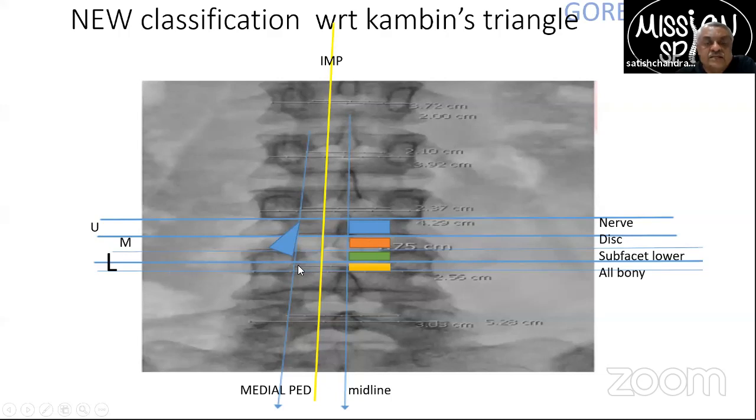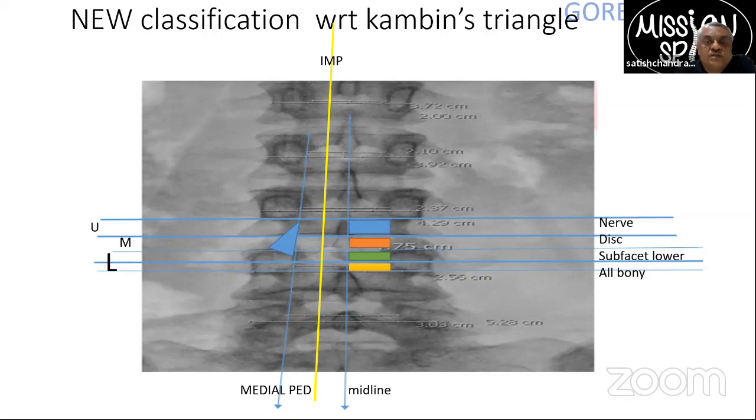And then in the lowermost part is the yellow zone, which is between the line bisecting the pedicle and the line at the lower border of the pedicle. So this yellow zone is all bony zone. Commonly, there is no change in the stenosis in this yellow zone. In the green zone, the change is at the tip of the IAP and the ligamentum flavum.